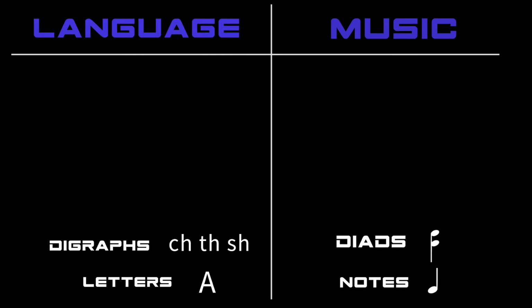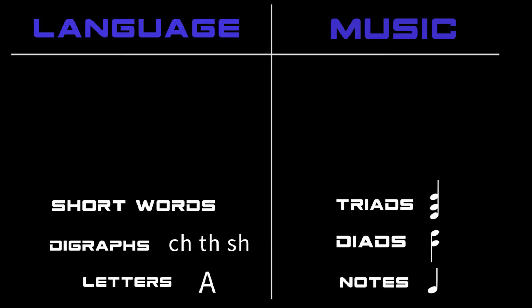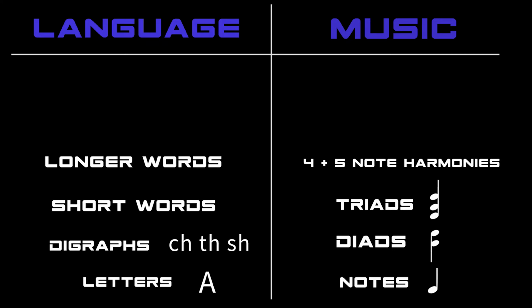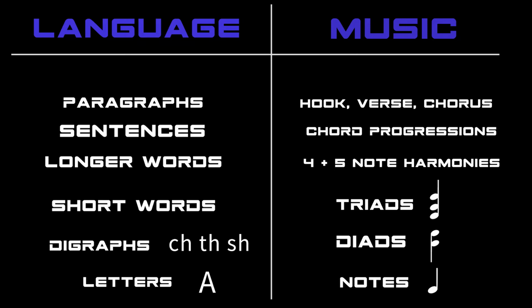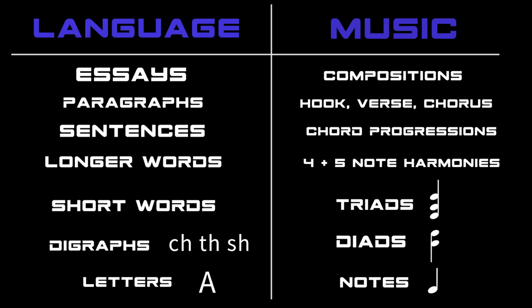We go a tier up again, we get short words, which can be equated to basic senses of harmony, like triads. As we start to get longer words, we get full 7 chords, or maybe chords with extensions that are more jazz-oriented. Finally, we get to sentences in language, which can be compared to chord progressions in music. We have paragraphs, and we have song sections like the bridge or the verse, and then we have essays or full speeches, which are full songs and compositions.